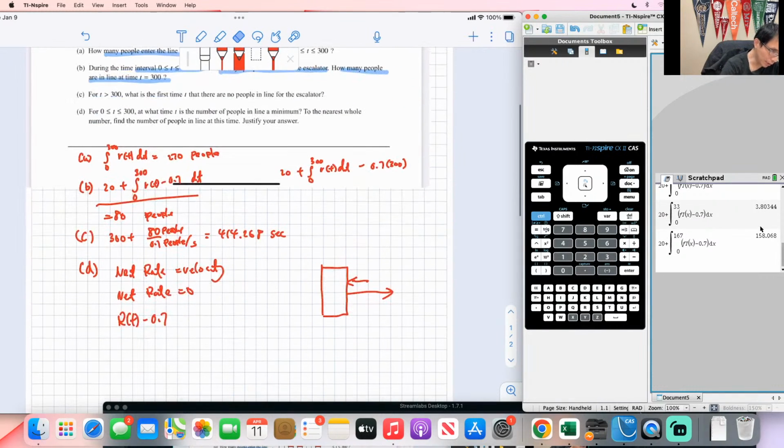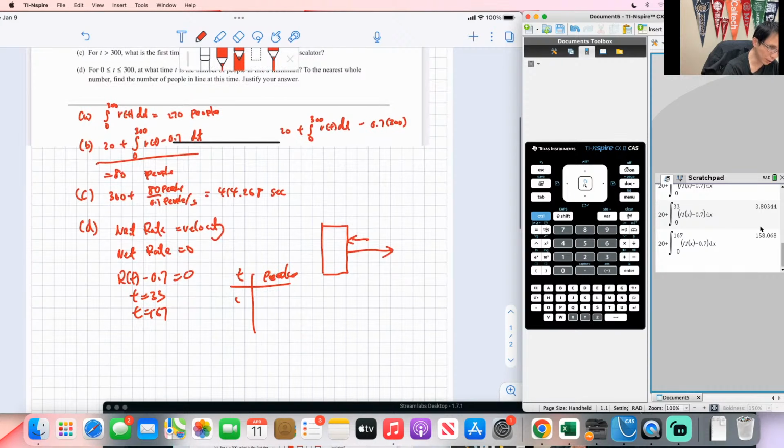So I went ahead and I did 20 because I found out this is equal to 0 when t is equal to 33 and t is equal to what? 167. Now the justification is like this: t and the people. Now you have to do a table, which is 0 to 300. So 0 is 20, 300 is 80. And then you say, okay, well, let's figure out what 33 is. 33 is roughly 4 because it's rounded to the nearest number. So it'll be 4 people, not 3, because I said nearest.